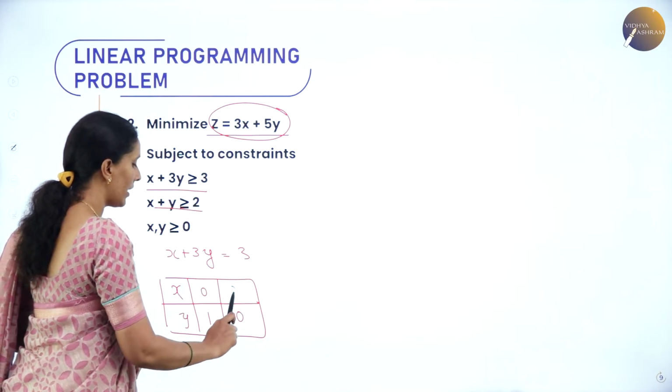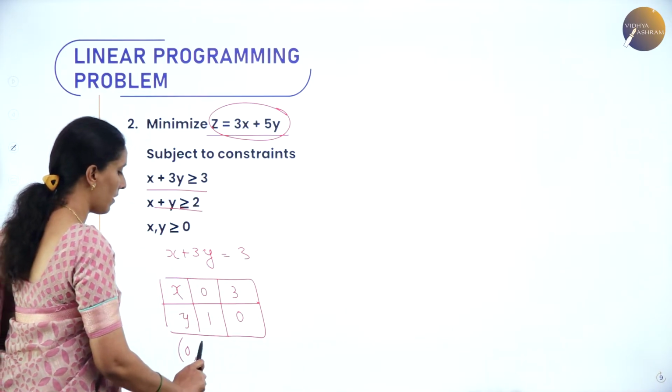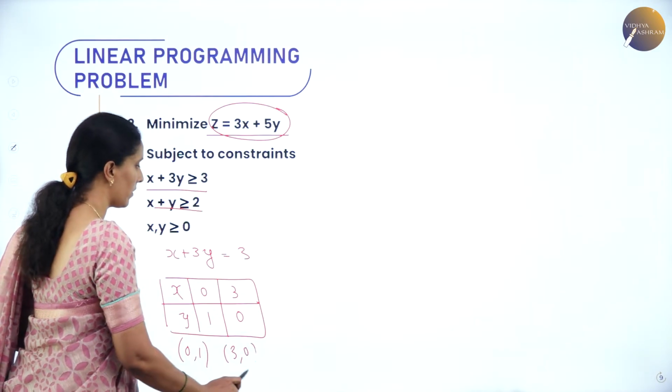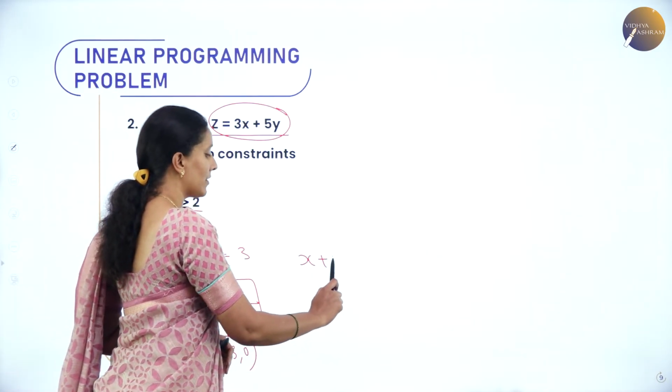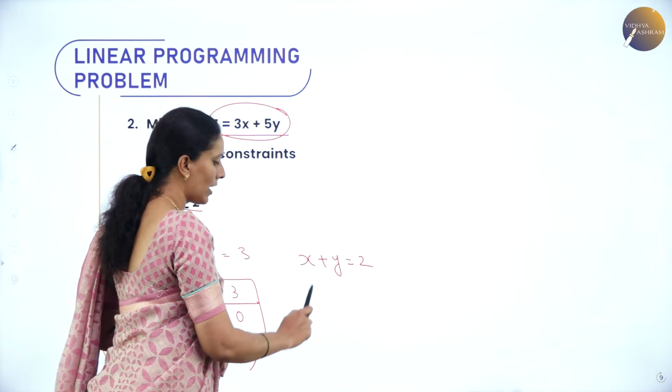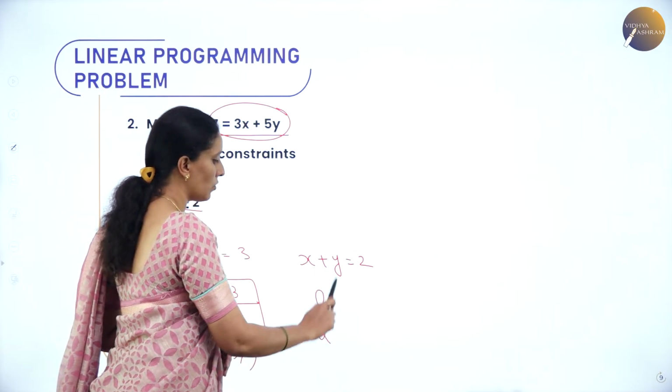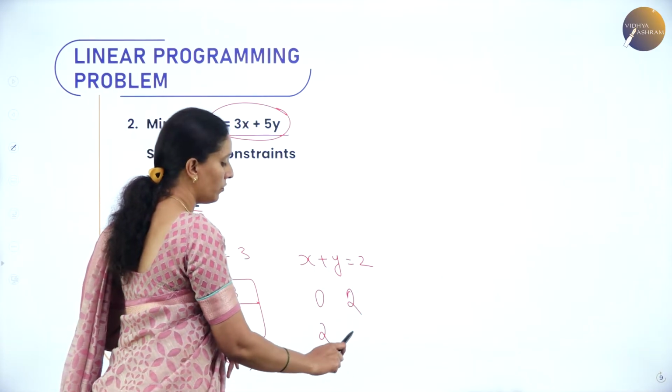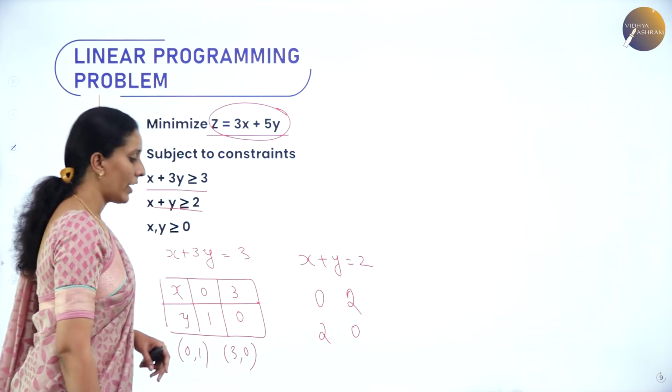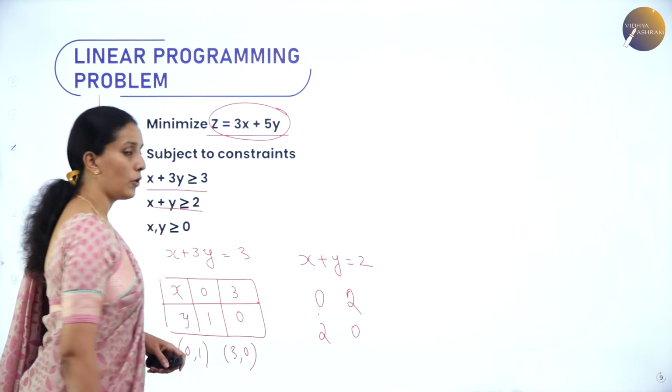If y is 0, x is 3. So the points are (0, 1) and (3, 0). The next one is x plus y is equal to 2. Clearly, when x is 0, y is 2, and when y is 0, x will become 2. Therefore, the points are (0, 2) and (2, 0).